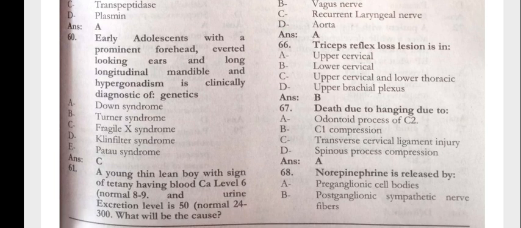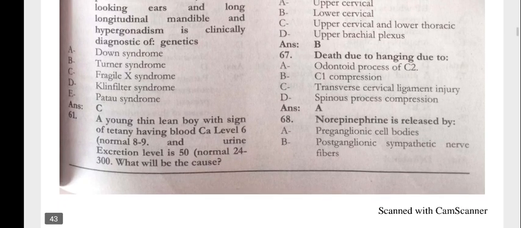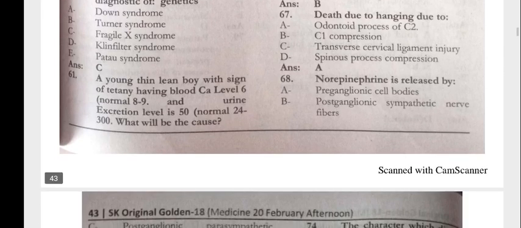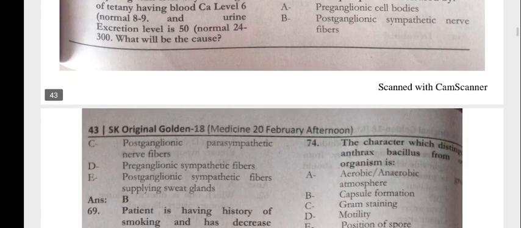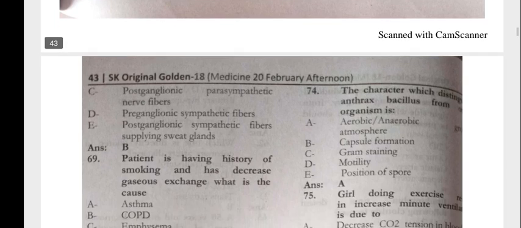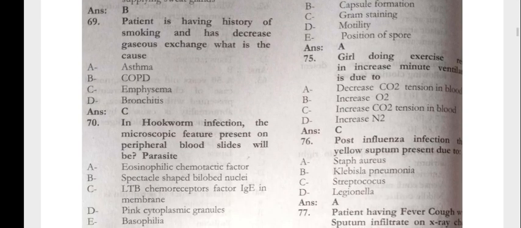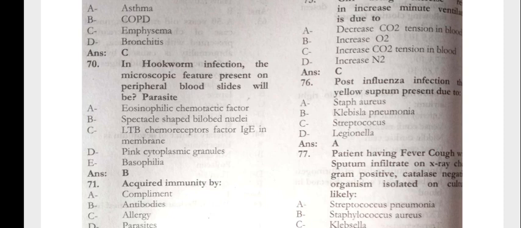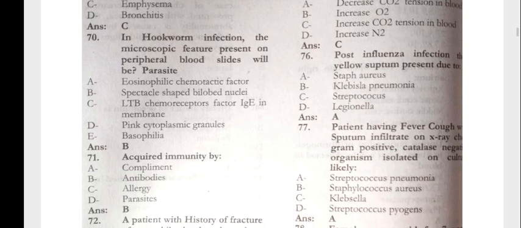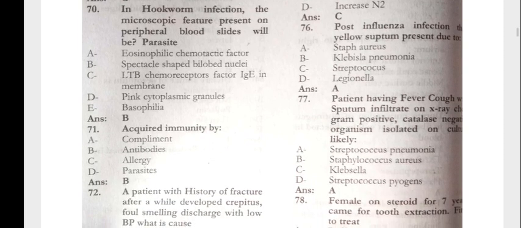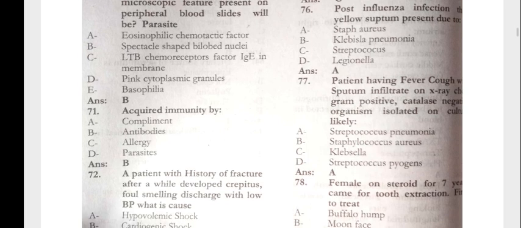The triceps reflex loss lesion is in the lower cervical. Death due to hanging is due to fracture of the odontoid process of T2. Norepinephrine is released by the postganglionic sympathetic nerve fibers. The patient has a history of smoking and has decreased gas exchange. What is the cause? That is emphysema. In hookworm infestations, the microscopic feature in the peripheral blood slide will be spectacle-shaped bilobed nuclei.